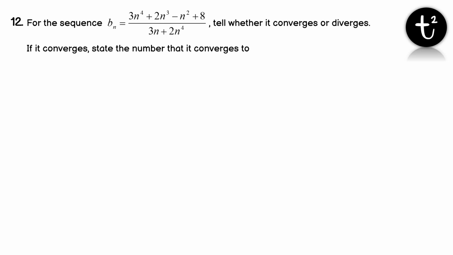If we want to tell whether a sequence converges or diverges, this just means that we want to find the limit as n goes to infinity of that sequence. So we're going to set up the limit as n goes to infinity of 3n to the 4th plus 2n cubed minus n squared plus 8, divided by 3n plus 2n to the power 4.